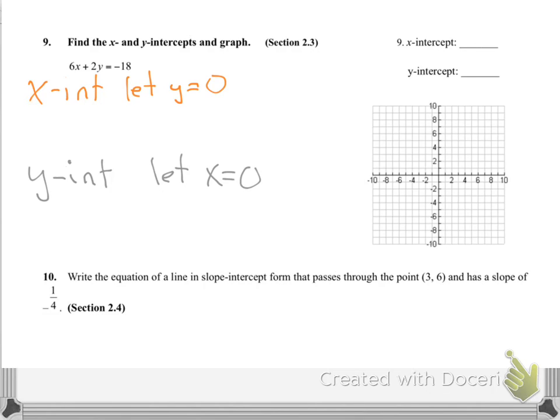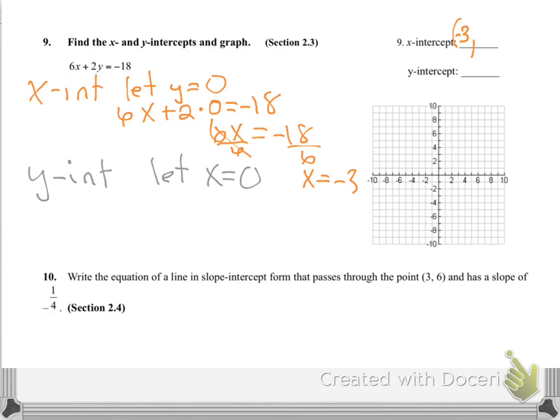So let's find out exactly where our intercepts are. For the x-intercept, all I'm going to do is let y be 0. So I get 6x plus 2 times 0 equals negative 18. 2 times 0 is 0. I don't even have to write plus 0 because it doesn't do anything to add 0. When I divide through by 6, x equals negative 3. So it's telling me the x-intercept is negative 3. We let y be 0 and x was negative 3. So I can plot that point, (-3, 0).